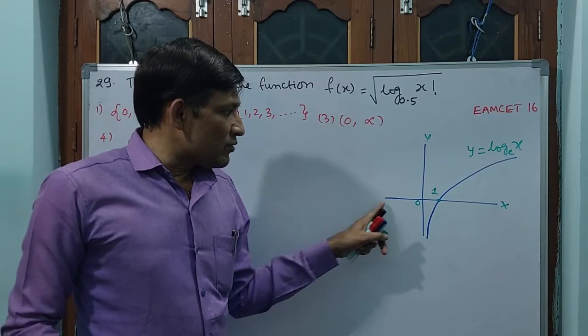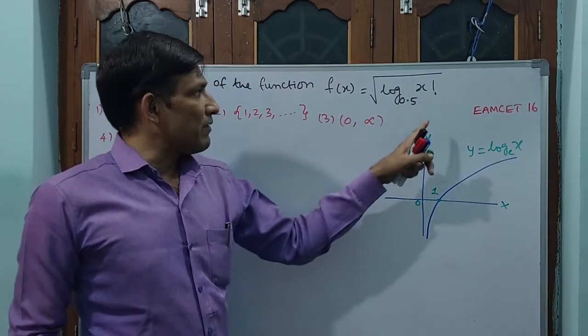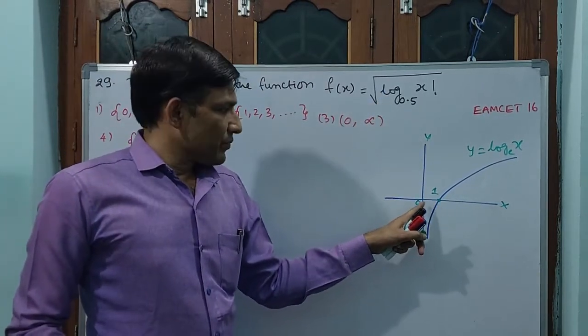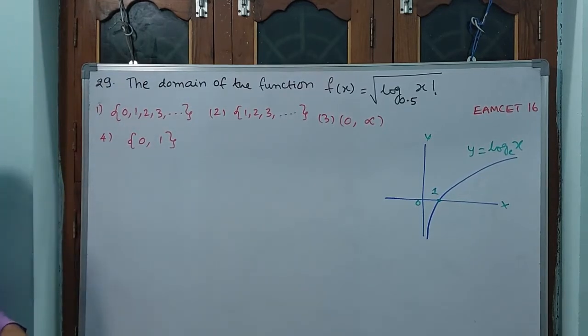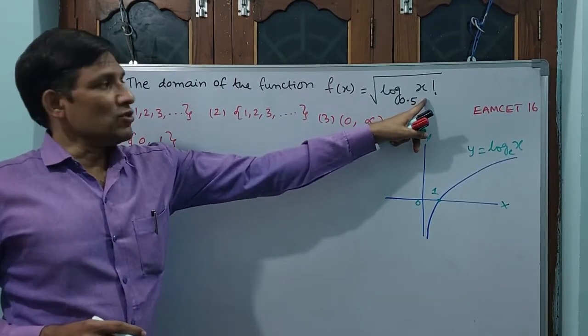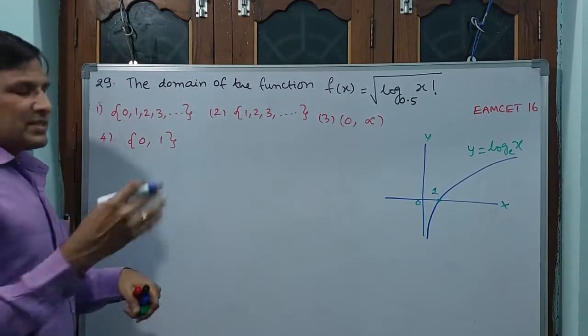Input you should not give less than 0. That means negative numbers you should not give for the log function. We are discussing log. And 0 also you should not give for a logarithmic function. But what are the main constituents in a logarithmic function? Base and input.